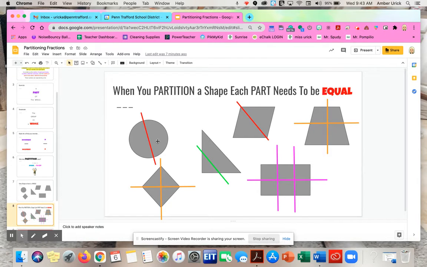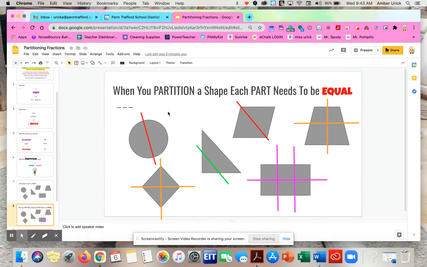Are my halves equal? Did I split it correctly? Did I split it equally between myself and Miss Borden? If I split it equally, I should be able to fold it on my red line, and we would have the same size and same shape pieces.